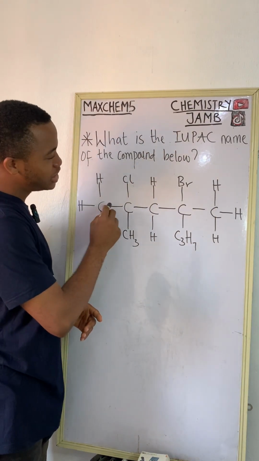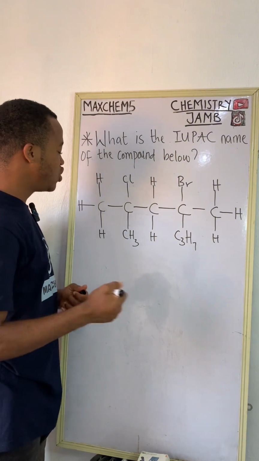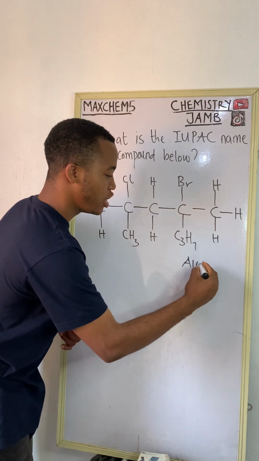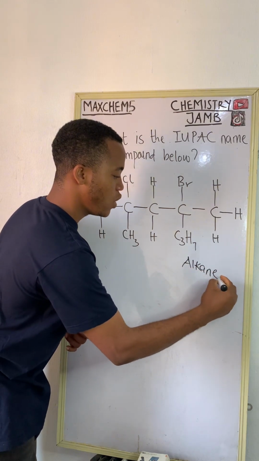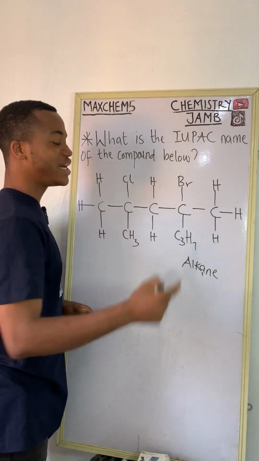You can see that this compound is an alkane. Why is it an alkane? Because it only has single bonds. This compound is an alkane, because it only has single bonds.